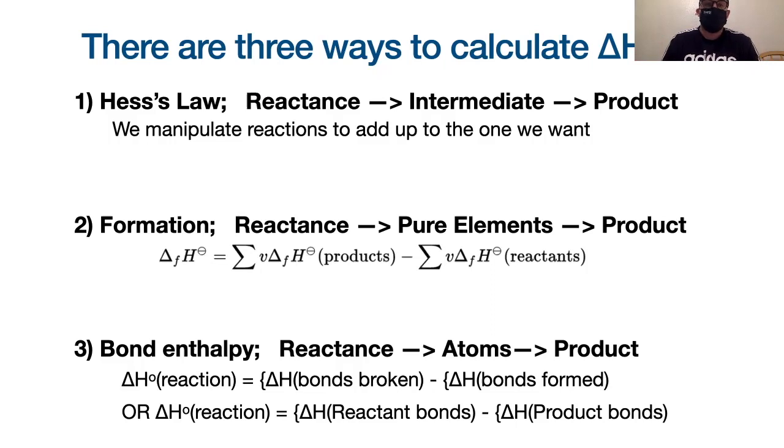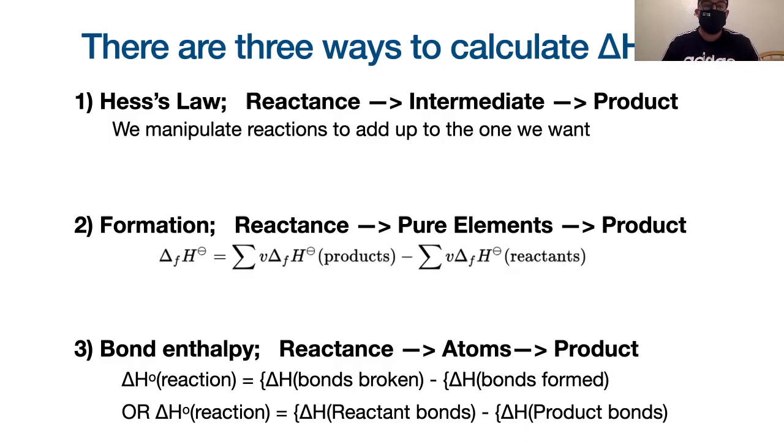The next one is the delta H of formation, where we take our reactants, we go to pure elements, and then go to products. And in each of those steps, we measure the change in enthalpy. And as you can see here, we have the equation where products minus reactants give us our delta H.